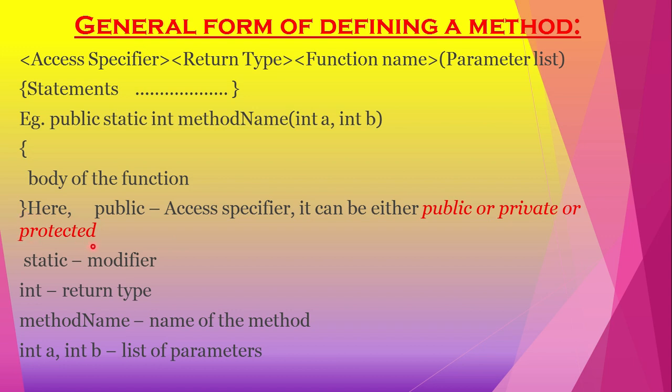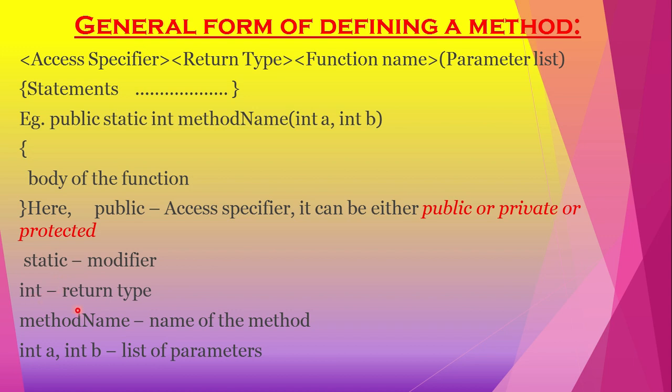Next is protected. Protected is little different. Protected means the method which is declared as protected can be accessed within the class, outside the class, and it will go up to the package. Now static, it's a modifier. We are not going to the details of modifier, but static will be explained afterwards.